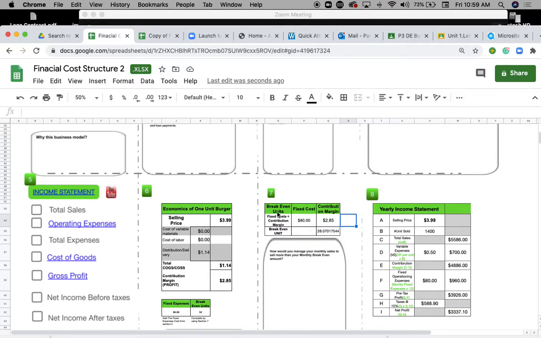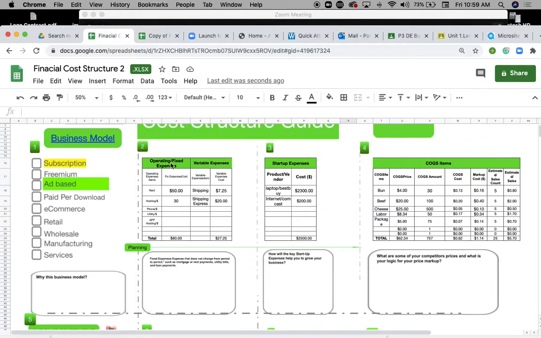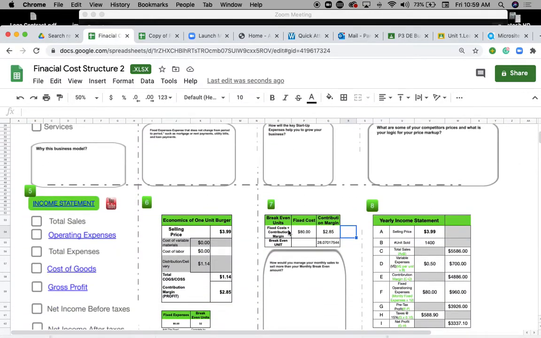Okay, and remember, this is monthly. To break even in a month, because the fixed, take a look up here, this is your monthly operating fixed expense, $80 a month. Now, are you just going to sell the exact 28 burgers? No, you've got to sell more than that. So you can have a plan, maybe certain months you might have a special, you might have burger month coming, I don't know, but you can strategize to get more money coming in.